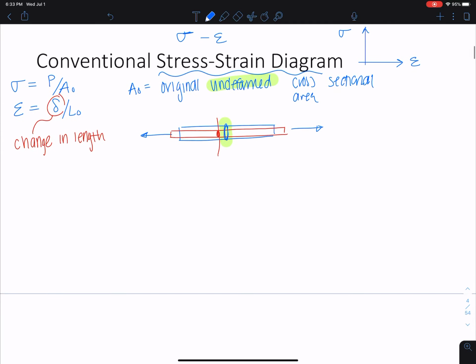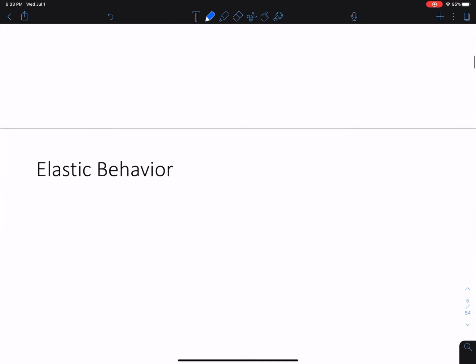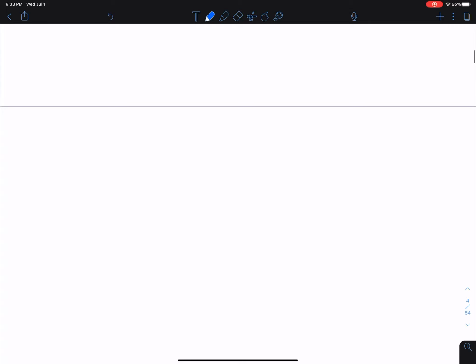So I'm going to draw the tensile stress-strain diagram for typical steel, and I'm going to go over each part of that diagram with you. Let me put it here on this page. This is kind of like a case study. The case study here is going to be steel, and it's going to be in tension.